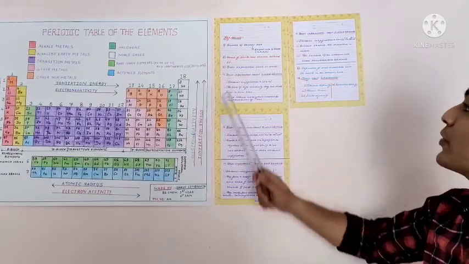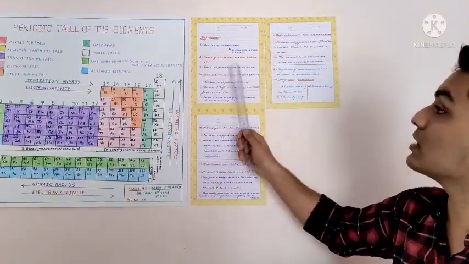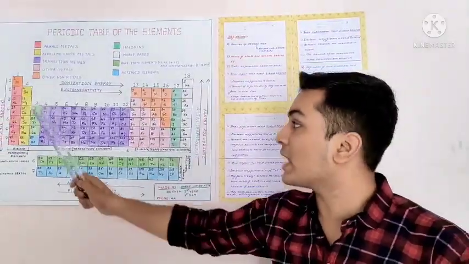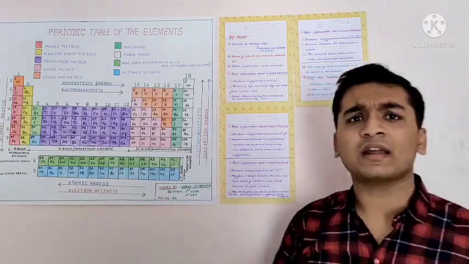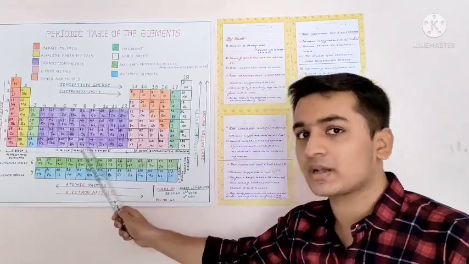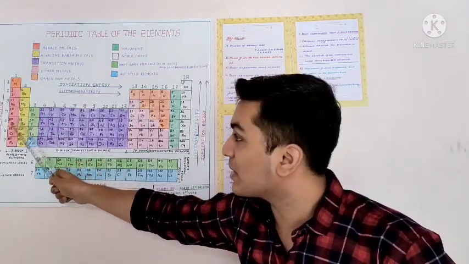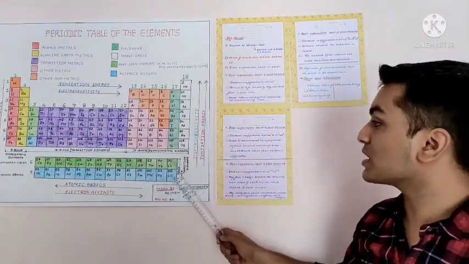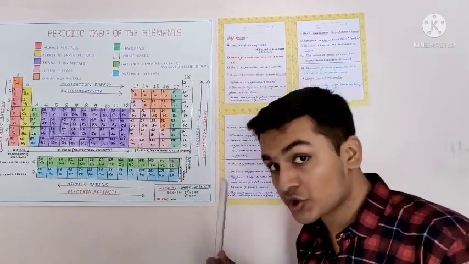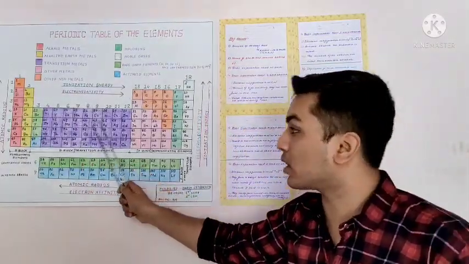Now the second key point is the names of blocks and the reason behind them. The name representative elements is given because the elements in S and P blocks are very reactive elements. The reason behind naming the D block as transition elements is because they show transitional behavior between elements of S block and P block. The reason behind naming the F block as inner transition elements is because they also show transitional behavior between S block elements and D block elements.